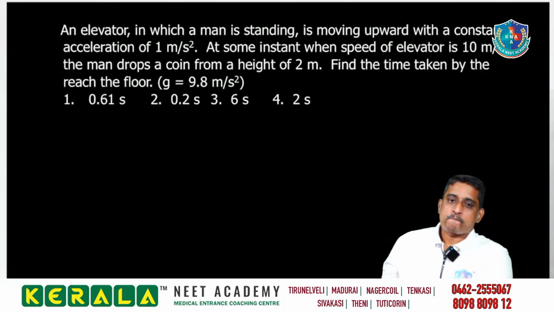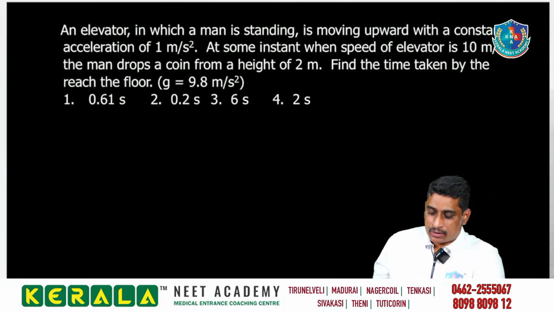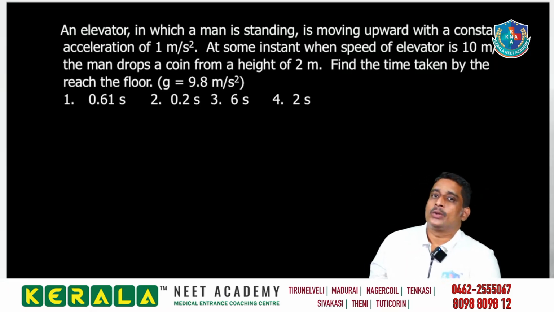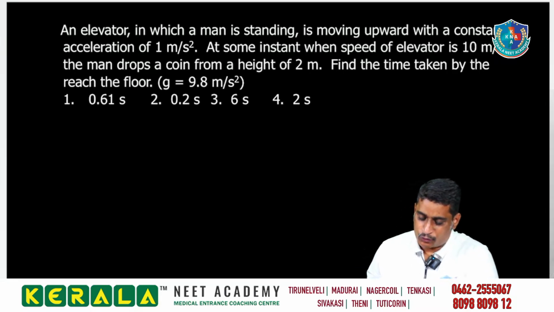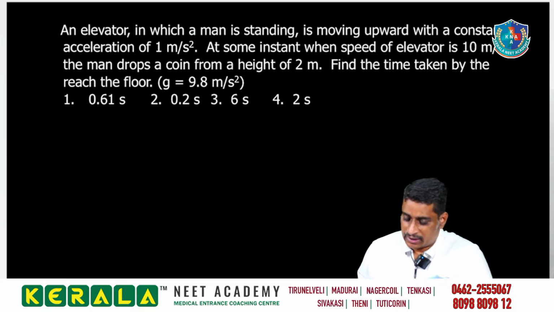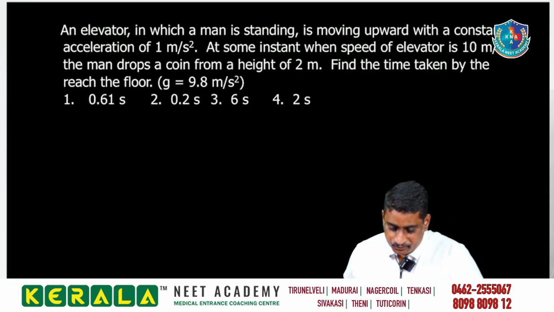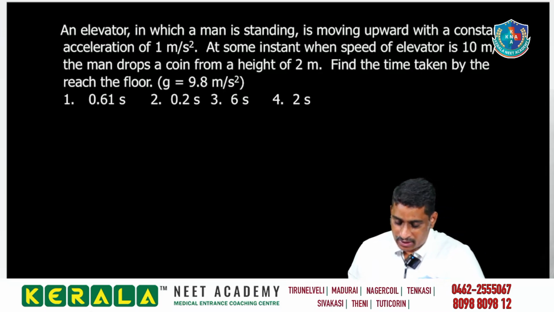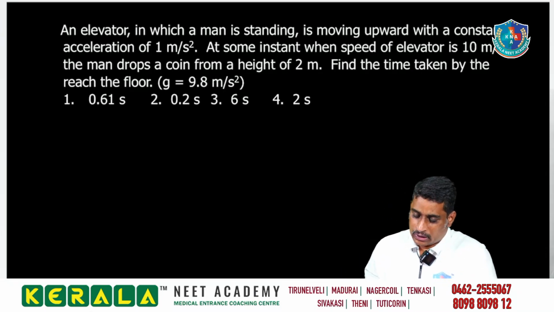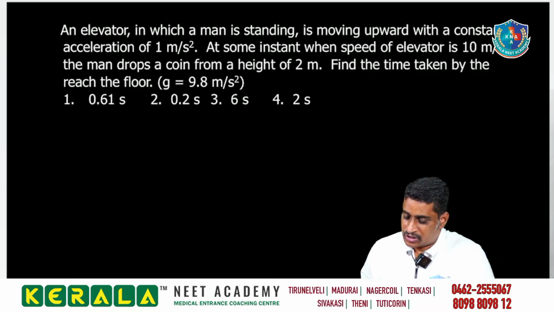See, this example I have selected to explain the concept of kinematic equation in relative frame. Just look at this question, all of you. An elevator in which a man is standing is moving upwards with a constant acceleration of 1 meter per second square. A stone is released when the speed of the elevator is 10 meter per second. Misprinting is there in the question.